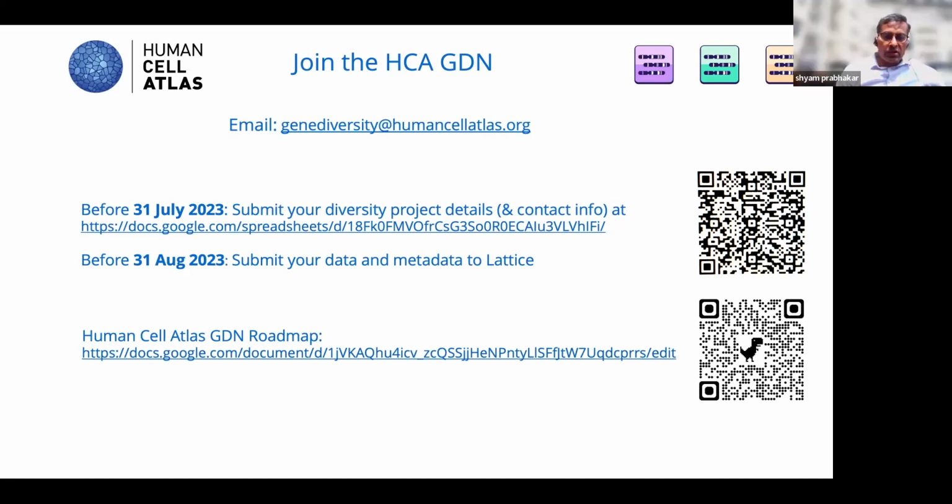And I realize if you haven't gone down this path before, it could take some hand holding. So that's why step one is put a row in that spreadsheet and email us saying, I want my data set to be part of the atlas, right? If you want to understand the broader goals of the Genetic Diversity Network, you can go to the second QR code. That's the roadmap for the Human Cell Atlas Genetic Diversity Network. It'll give you much more detail on who we are, why we exist, and what we're trying to achieve.